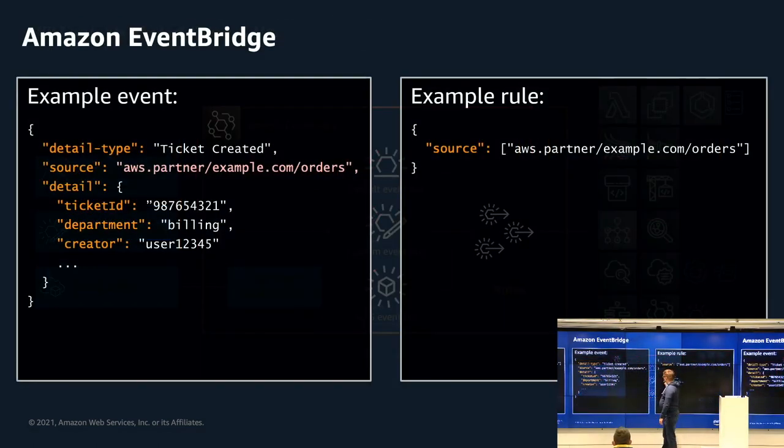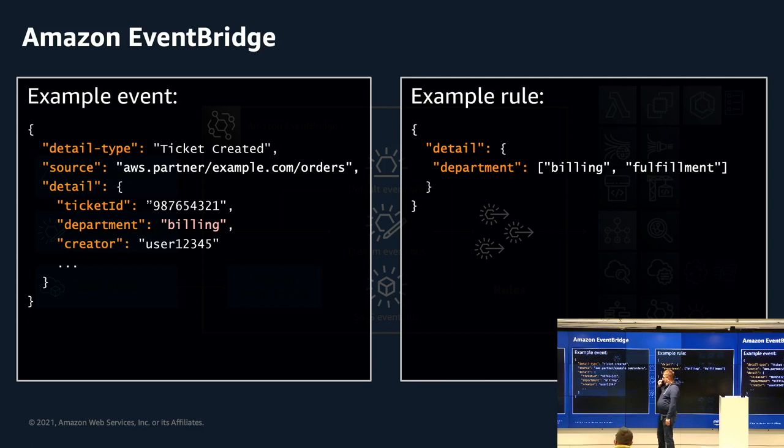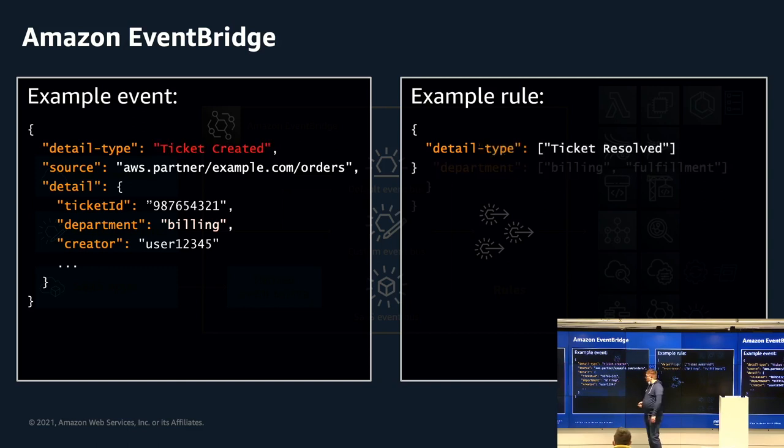So we were talking about events. That's how an event can look, right? JSON, something like that. And that's how a rule can look. That specific rule specifies that events with a source like that should go to the specific consumers, right? These rules, for example, specify that events from the departments billing or fulfillment should go to specific consumers. And here you see that the filter does not match, because this rule is configured for ticket resolved, but we have an event with ticket created, right? So it's another type of event. So this rule will not be applied to that event.